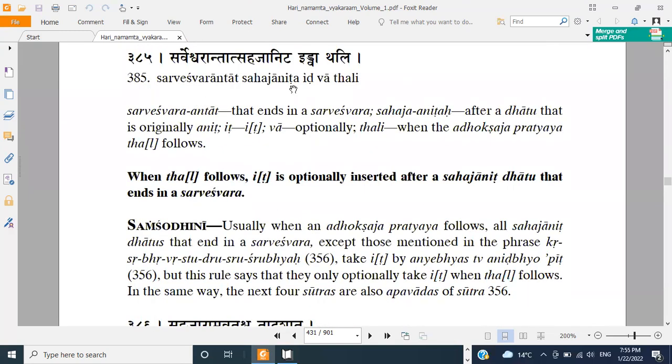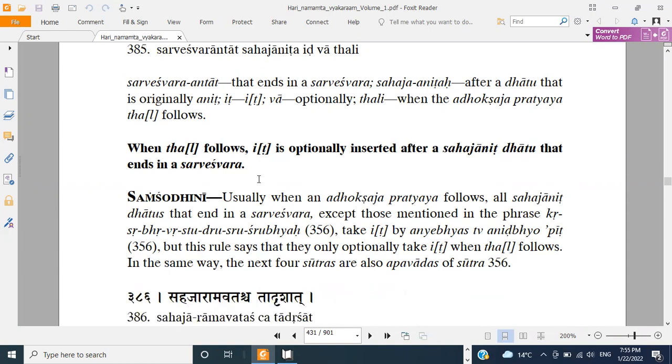So, Sarveshwarantat Sajani Idva Thali. When Thal follows, that is 2.1 Adhokshara Parapada Pratyaya, it is optionally inserted after a Sahajanit Dhatu that ends in a Sarveshwara. So now V is ending in a Sarveshwara. It is Sahajanit. Sahajanit means naturally anit. Sahaj means naturally. And Thal is following, so in this case we will insert it optionally.